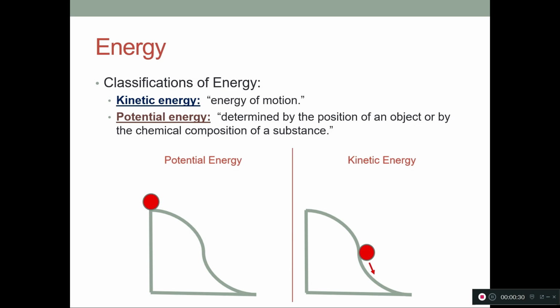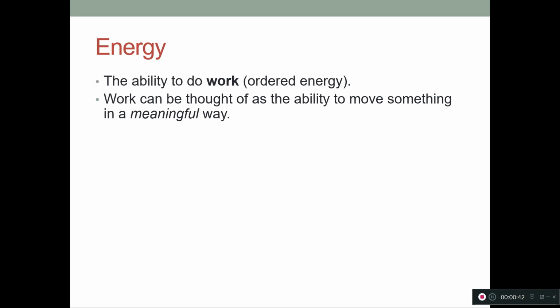You can think of it as stored energy, where kinetic energy is energy that's actually being used by the system or gained by the system. And so that's the energy of motion. Another way we can classify energy is by work, which we can think of as ordered energy, and so this can also be thought of as energy that can be used to move something in a meaningful way.